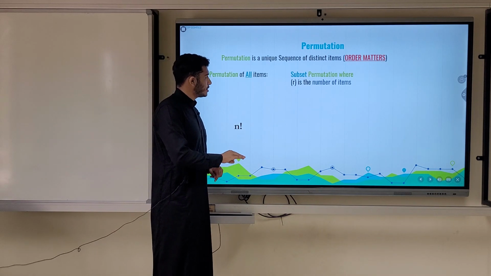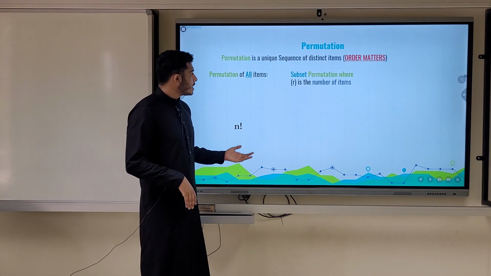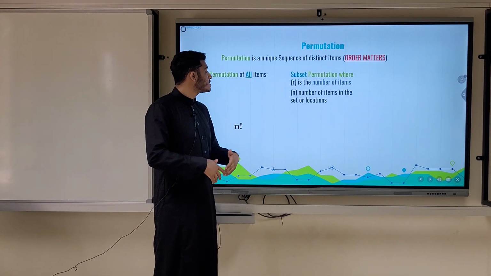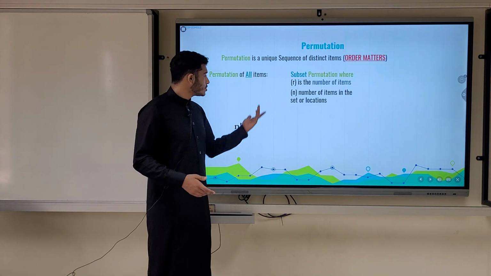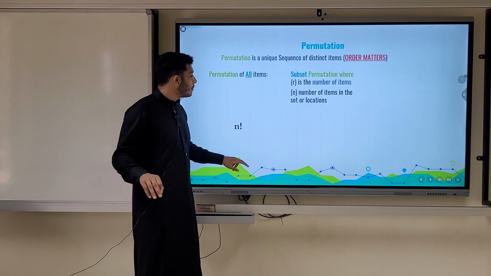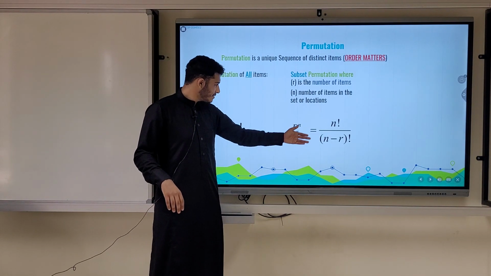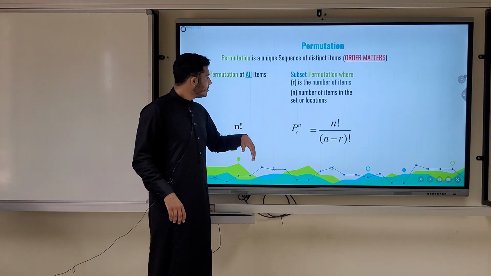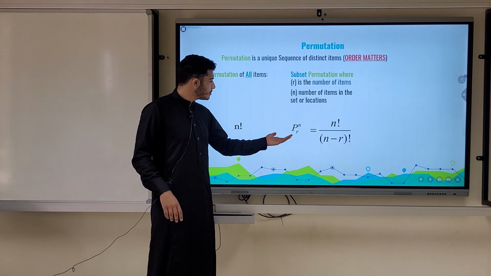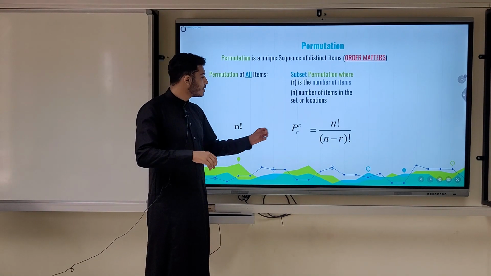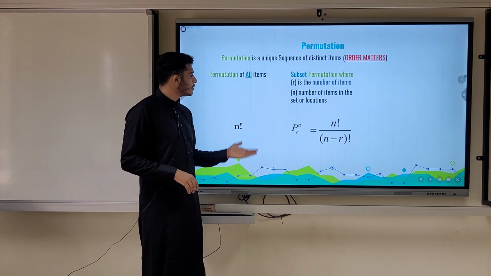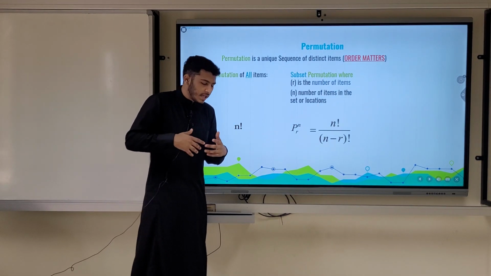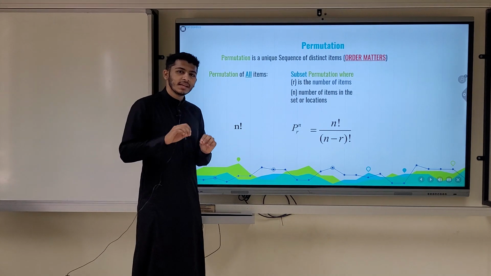Now, a subset permutation, which is another formula, where R is the number of items, we remember this from combination, and N is the number of items or set we're choosing from, or locations also. So this reminds us of the combination, and it looks very similar to the formula for the combination. Many people also confuse it, so they use the permutation formula instead of the combination. We're going to talk thoroughly, inshallah, about all the 3 formulas. But this one has kind of the same job as the combination formula. However, we use this one with distinct items.